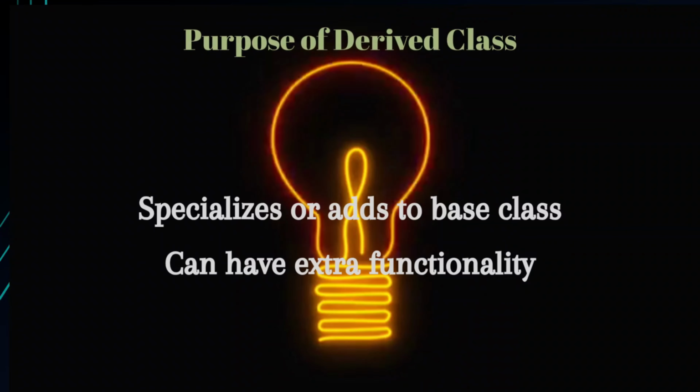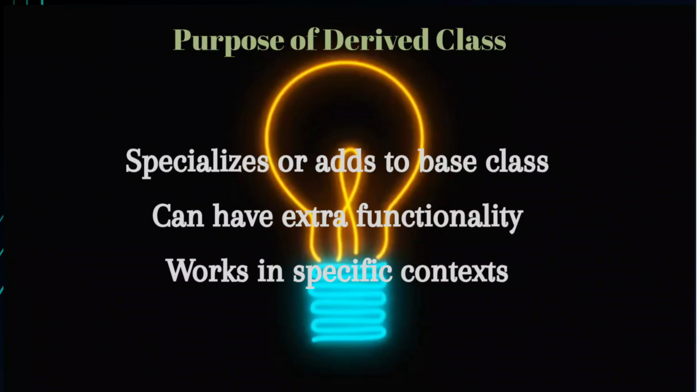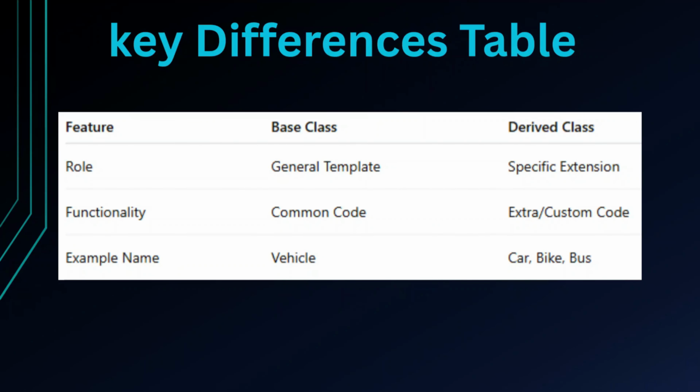Purpose of derived class. In contrast, the derived class has the purpose of specializing or adding to the base class. It takes the general framework and can have extra functionality that is unique to it. Key differences summary. Here is a table summarizing the key differences between the two.